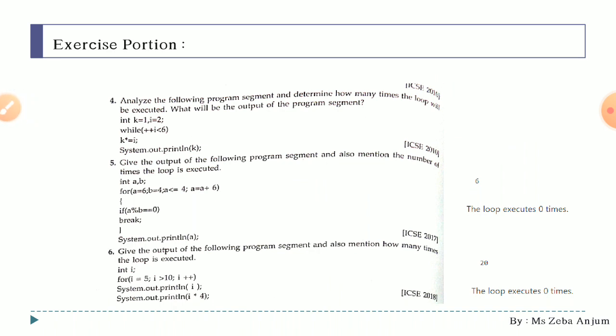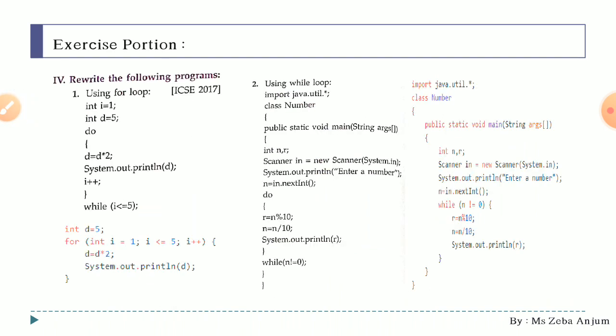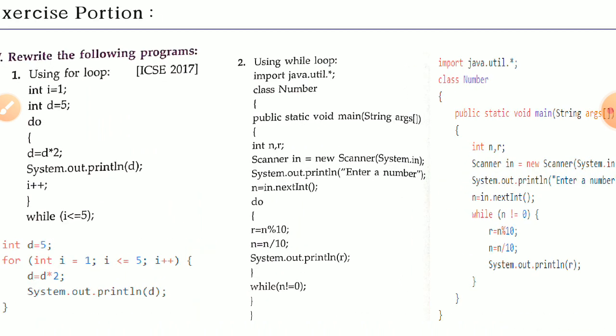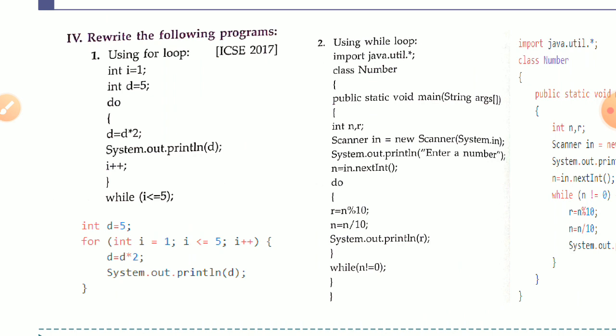Now again moving forward, we are having this one. Write the following programs. Now see the first one over here. For the time being, please don't focus on the second one, just focus on the first one. This is the question, and you have to convert this do while loop into your for loop.